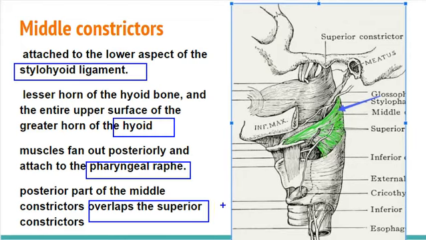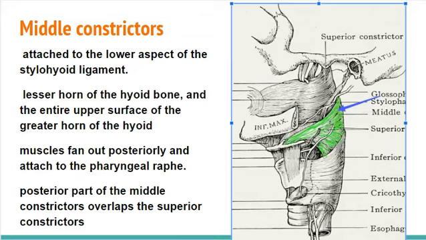So here you can see the points that I've highlighted. It attaches to the stylohyoid ligament, the greater and the lesser cornu of the hyoid bone, and posteriorly to the pharyngeal raphe, overlapping the superior constrictor.